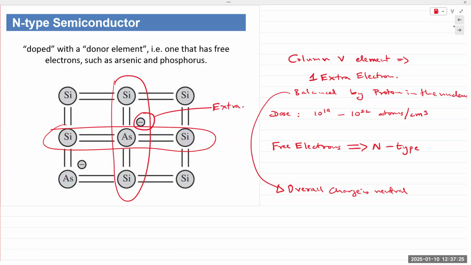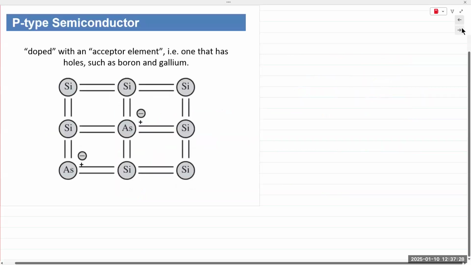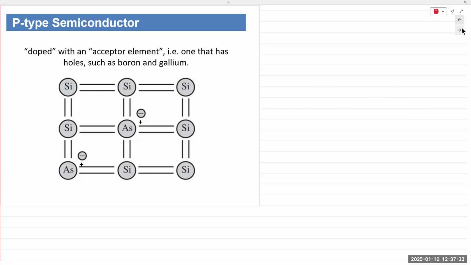All right, so this is column 5. What happens if we introduce an element from column 3? Column 3 has 3 electrons in the outermost orbit. So now we have the absence of a charge or an absence of an electron. And so if you take a column 3 element, such as boron or gallium, that shouldn't be arsenic. Let's just use boron.